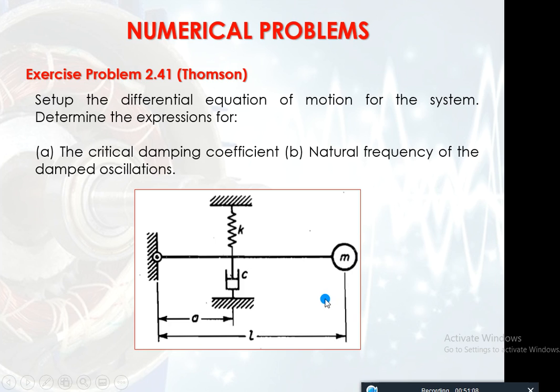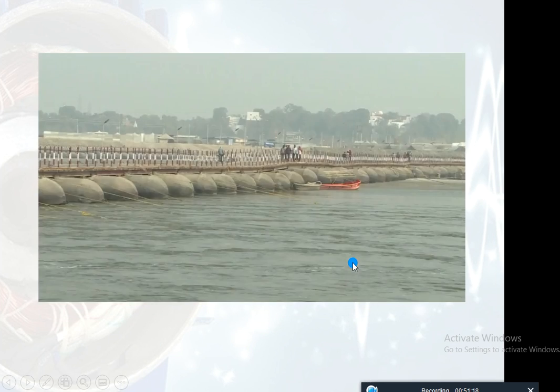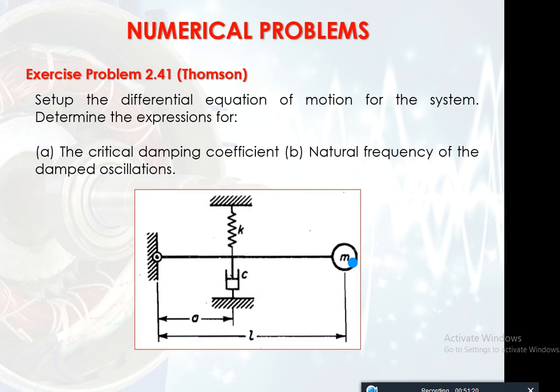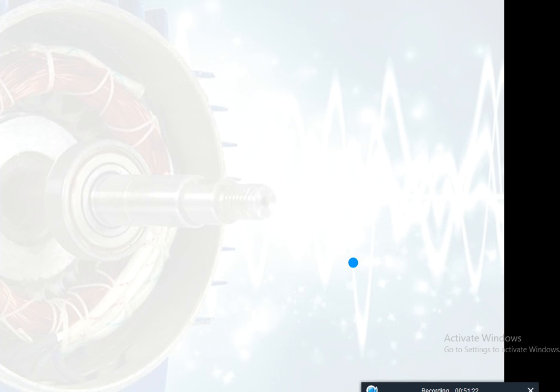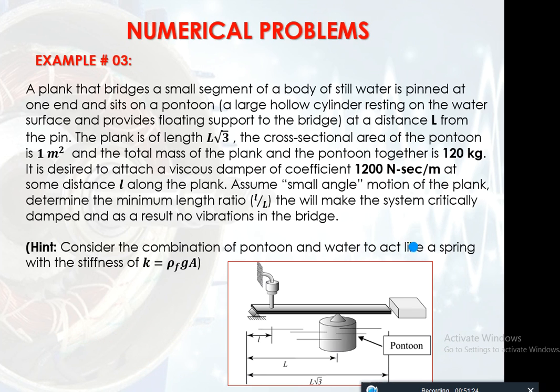So what will we put? I is equal to ml square. What is L? L is actually this distance. So I is equal to ml square, we will be putting this. Okay, we will solve it later, but you can see this is also one of the numerical problems.